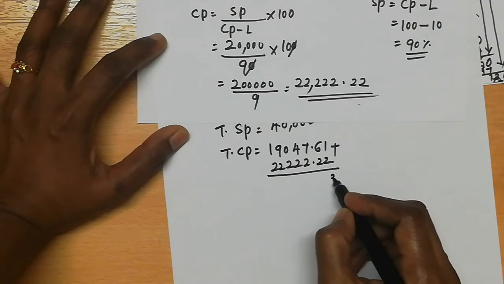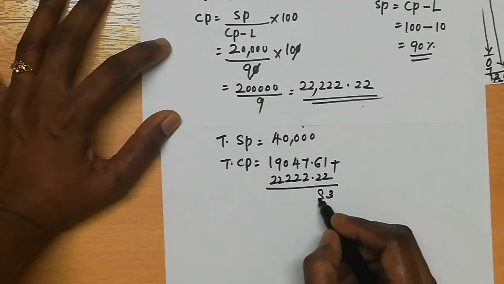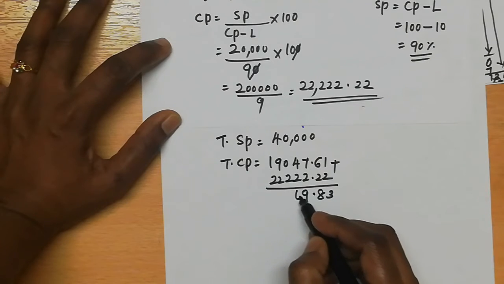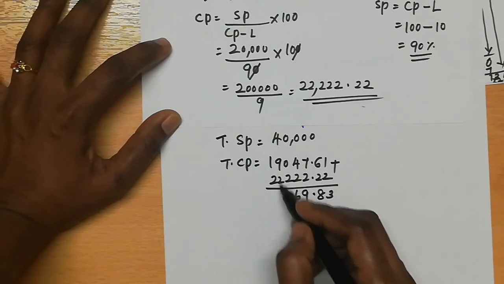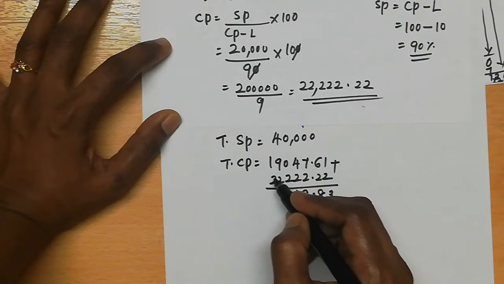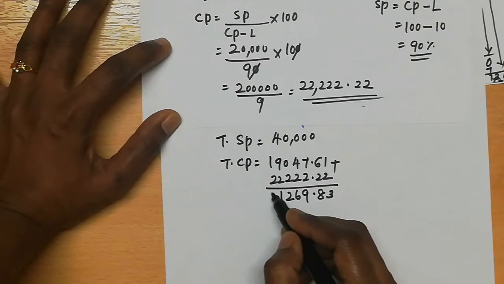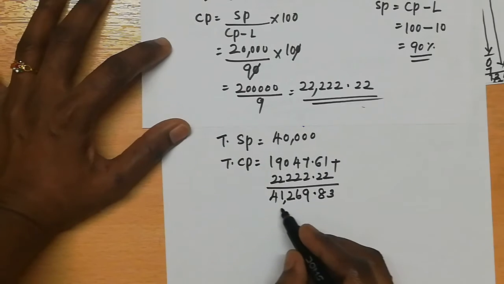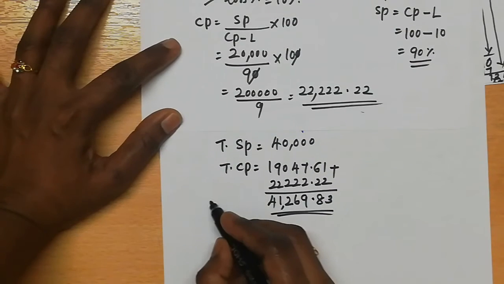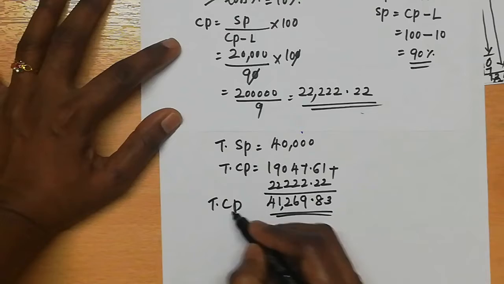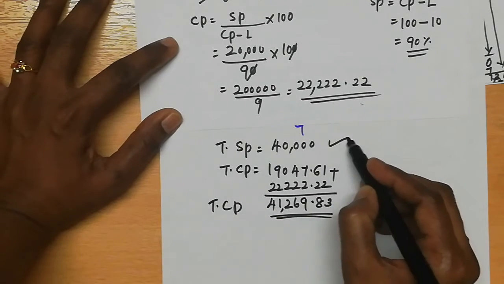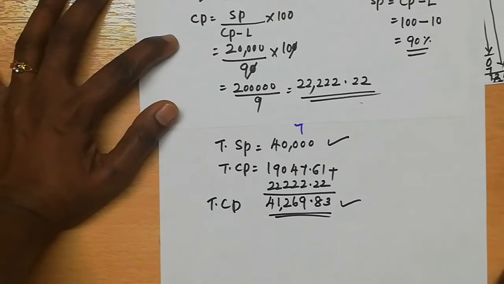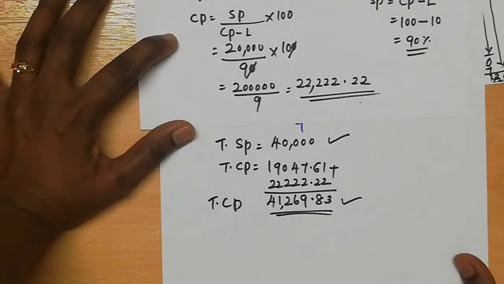2 plus 1 is 3. Then 6 plus 2 is 8. Then after the decimal, 7 plus 2 is 9. 4 plus 2 is 6. 0 plus 2 is 2. Then 9 plus 2 is 11, remainder 1. 2 plus 2 is 4. Okay, clear? So we got the total cost price. Here look at here. Selling price is 40,000. Cost price is 41,269. Is it gain or loss?